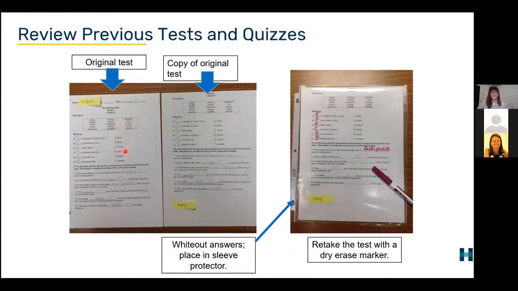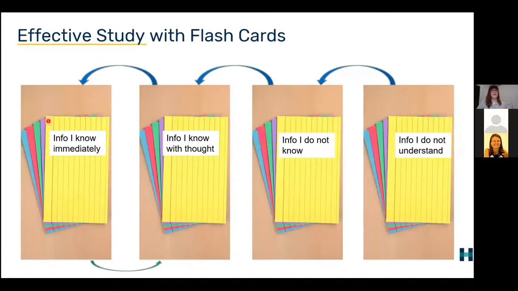You can do this with worksheets. This is difficult with essays or long answers because there's so much involved in them and you're not expected to repeat them word for word. This is an effective way to, once again, be active with our learning. We don't want to just start at the beginning.